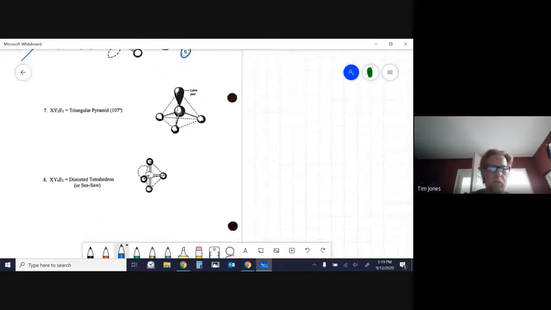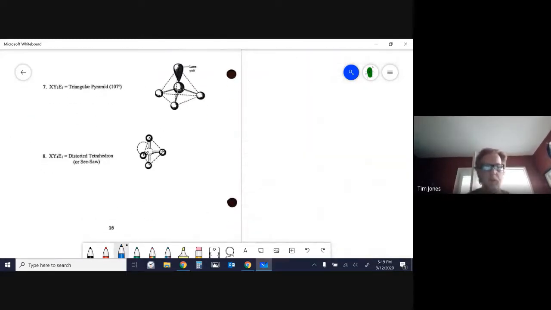Here's triangular pyramidal, which is an old friend. Next, we have a distorted tetrahedron or seesaw, because if you orientate it correctly, it kind of looks like a seesaw. Distorted tetrahedron, I think, makes more sense because you have 1, 2, 3, 4 adjoining atoms, and then you've got an unshared pair of electrons over here that's distorting it.